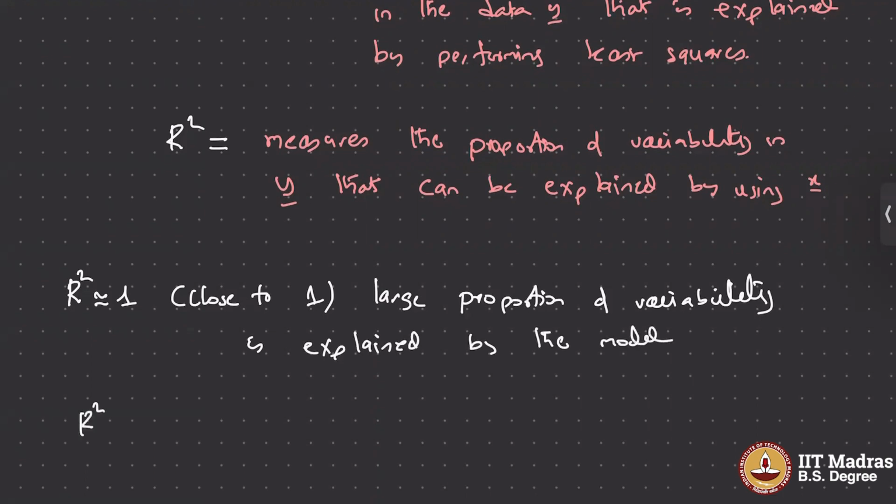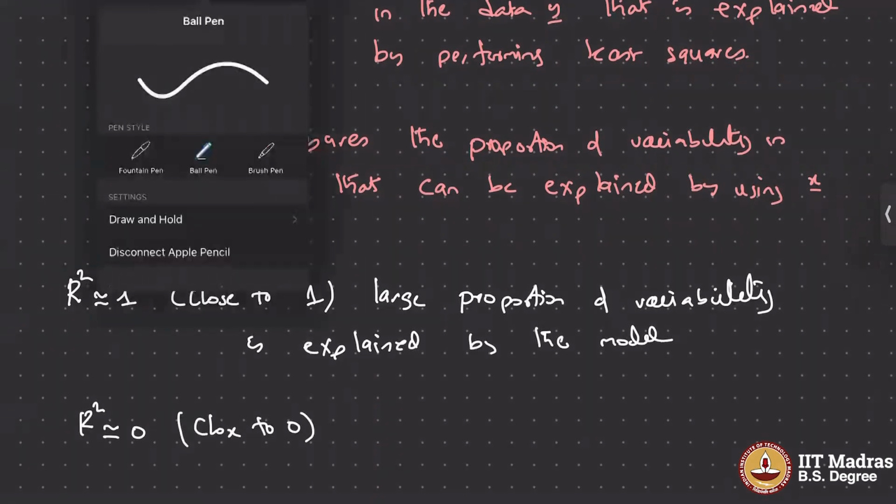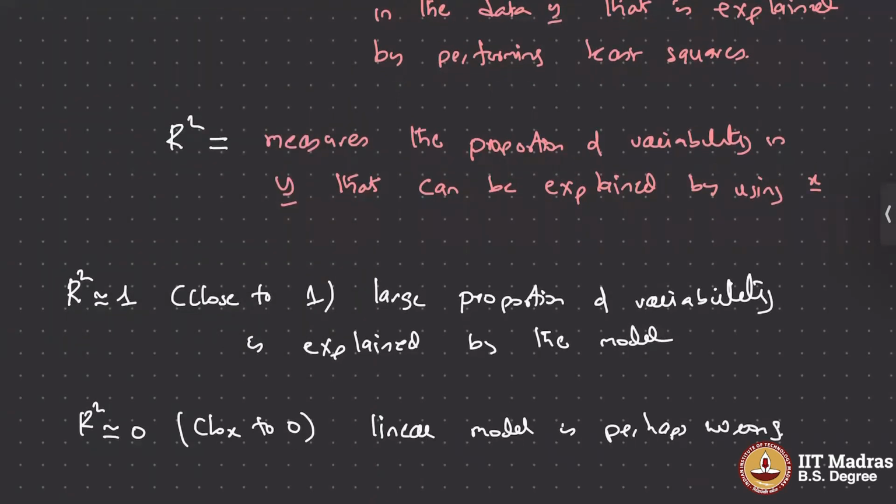And R squared close to 0 means that this is not true. The model is not a good fit. That means the linear model is perhaps wrong.